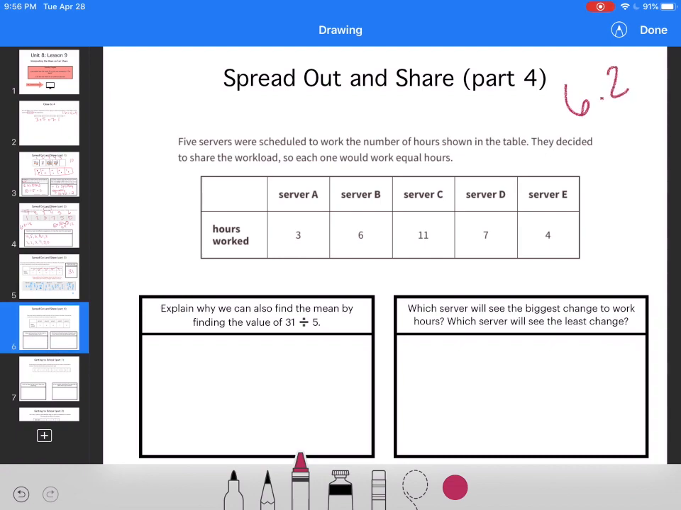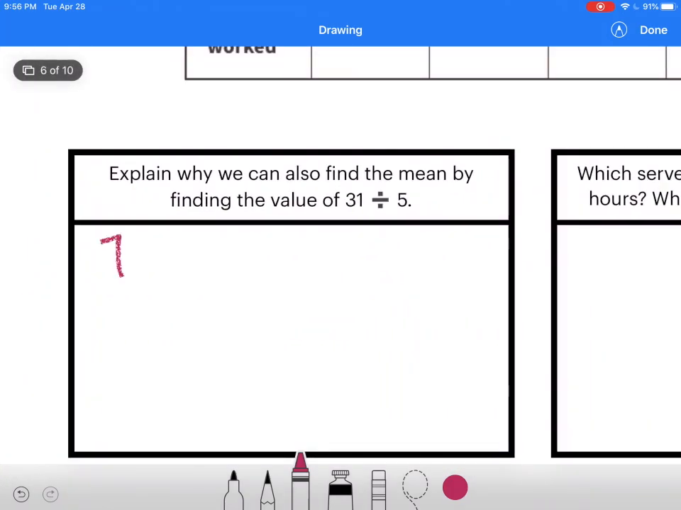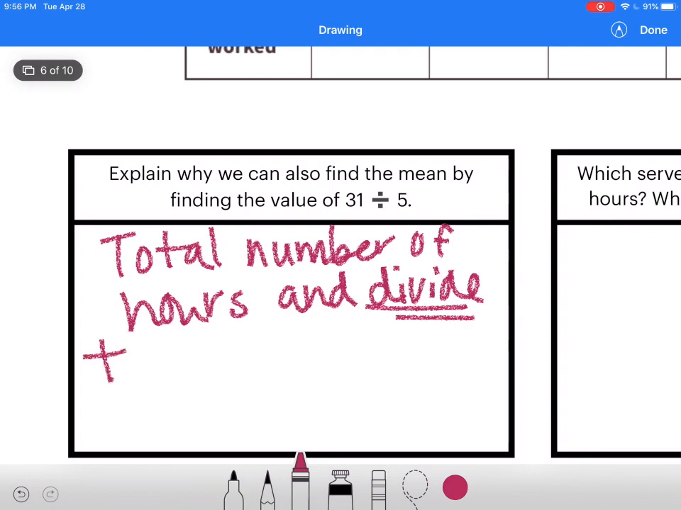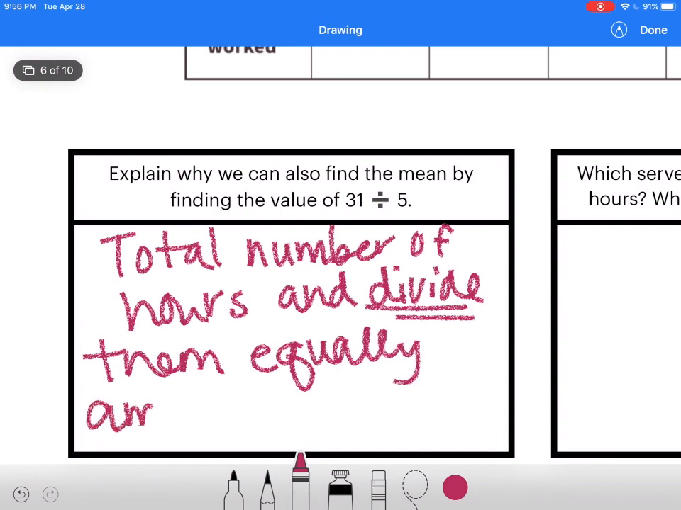So now it says, explain why we can also find the mean by doing 31 divided by 5. Well, you're going to take the total number of hours and divide, that's that key word, divide them equally among 5 people.